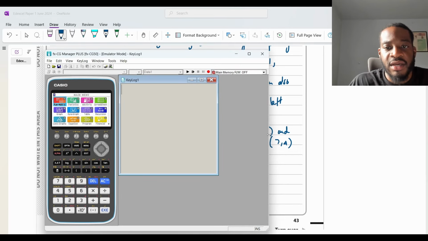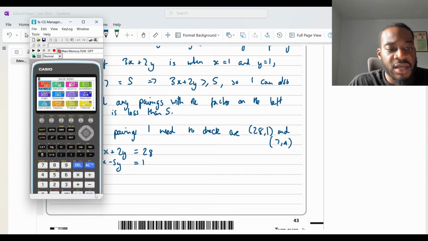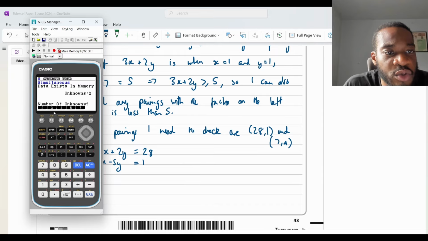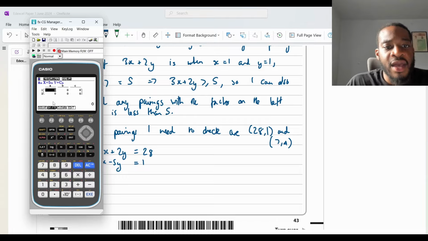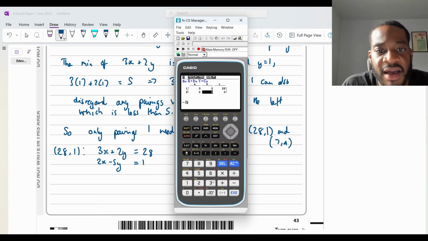So let's put this into the solver and see what we get. So let me minimize that. So it looks like that. That's good. And then let me just drag that down. Perfect. Okay. So where is the solve? I think it's there, isn't it? So that one. F1, I need simultaneous. I want two unknowns, so we'll click that one. And then I'm just going to put those in. So I'm going to have 3, 2, 28, and then 2, -5, and 1.